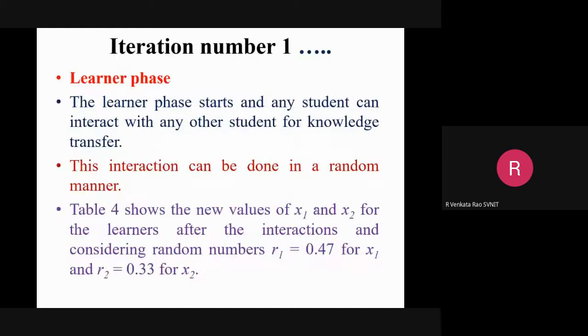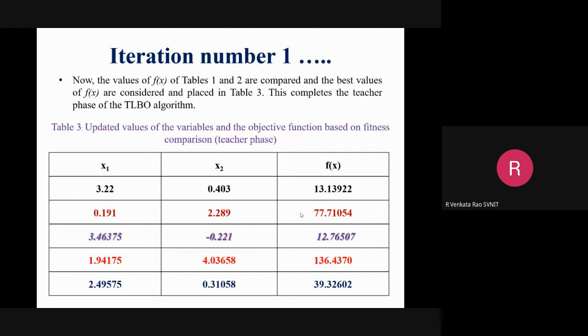2 interacted with 5. Aparna, now you see, learner 2, if he is interacting with 5, who is better, the second one or the fifth one? Fifth one, sir. Second and fifth, if I compare, then the fifth one is better, because the fifth student's objective function value is better than the second student's. That means knowledge transfer should take place from the fifth student to the second student.